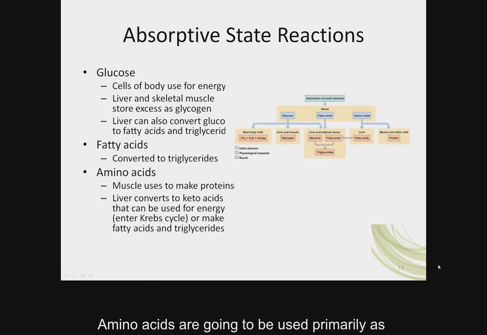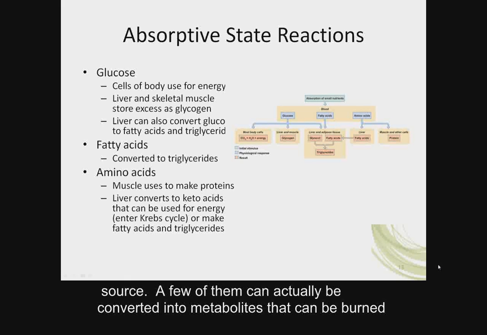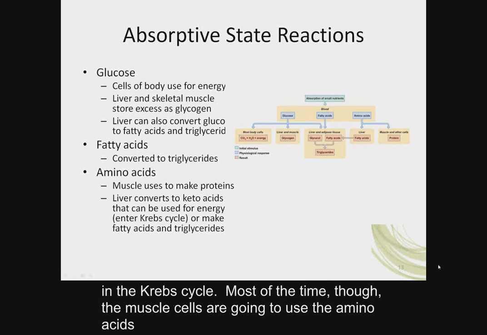Amino acids are going to be used primarily as structural monomers. They're going to be used to recreate polymers, but there can be times when amino acids will be used as a fuel source. A few of them can actually be converted into metabolites that can be burned in the Krebs cycle. Most of the time, though, the muscle cells are going to use the amino acids to build new myofilaments like actin and myosin.